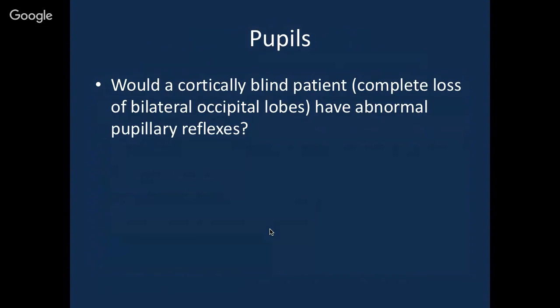Would a cortically blind patient have abnormal pupillary reflexes? So a patient who's blind and who's got both occipital lobes destroyed, would their pupil reflexes be normal or abnormal? Someone shout out an answer. No, they wouldn't have abnormal. They would have normal. Okay, great. Why? Because the reflexes are mediated by the brainstem. Okay, I asked a bad question, whatever. Brainstem mediates it. So the cortex isn't responsible for this. This goes directly from the second to the third nerve. It's a reflex. It doesn't involve the cortex. So they have normal pupillary reflexes.